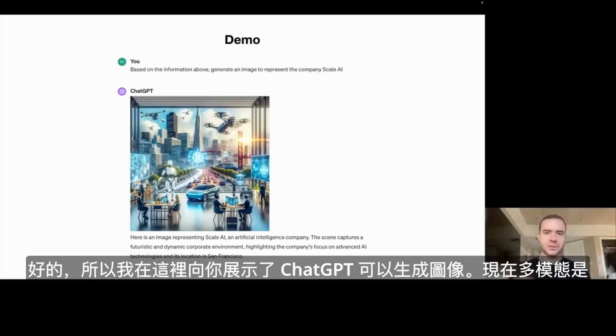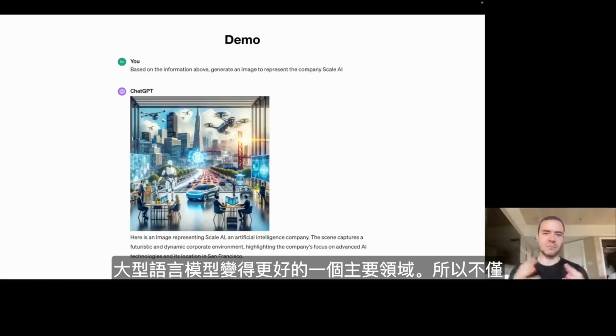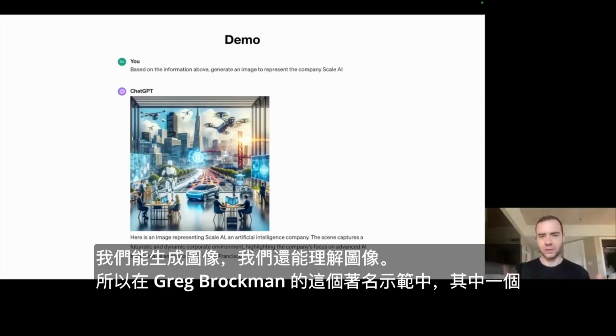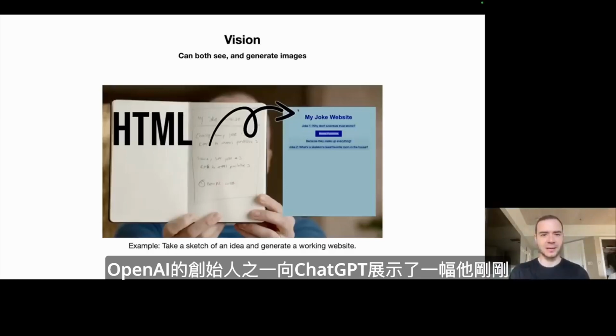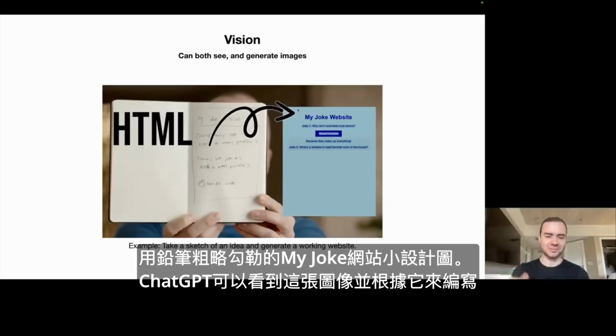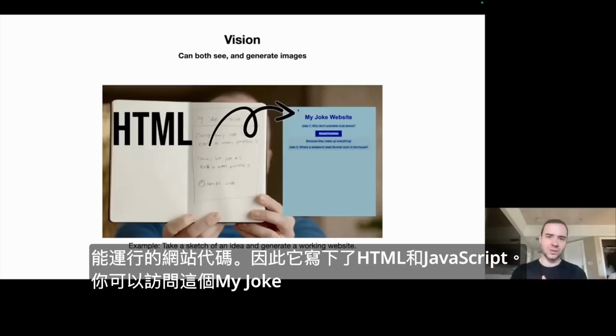Okay, so I've shown you here that ChatGPT can generate images. Now, multimodality is actually a major axis along which large language models are getting better. Not only can we generate images, but we can also see images. So in this famous demo from Greg Brockman, one of the founders of OpenAI, he showed ChatGPT a picture of a little MyJoke website diagram that he just sketched out with a pencil. And ChatGPT can see this image, and based on it, it can write functioning code for this website.